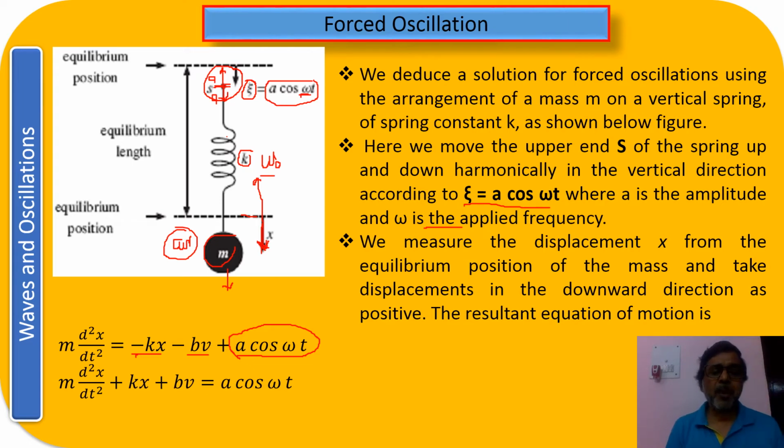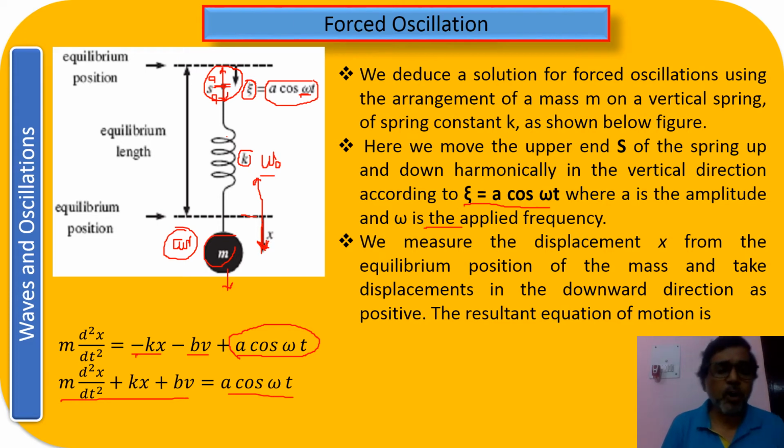m d²x/dt² = -kx - bv + A cos ωt, where b is your damping medium and v is the velocity with which it is oscillating. A cos ωt is the external force that you are going to provide. Now, all the negative terms I have taken on the left hand side. So I am going to form an equation: m d²x/dt² + bv + kx equal to A cos ωt.